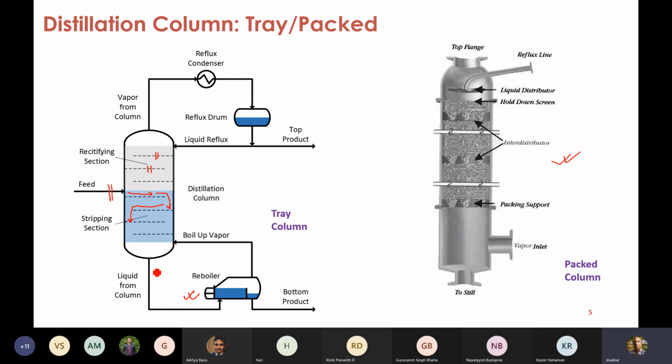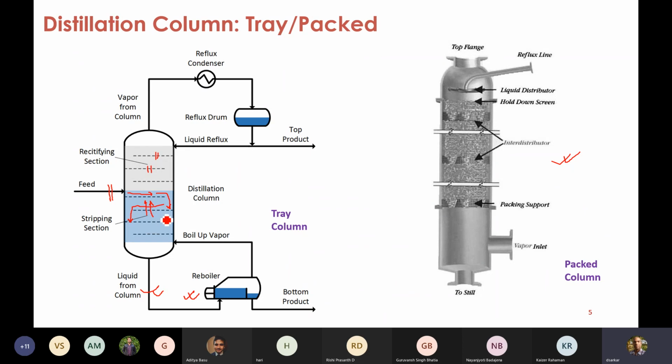The liquid goes down to the bottom of the distillation column. Then you see there is a reboiler, which is nothing but a heat exchanger. It partially vaporizes this liquid from the column and sends the vapor back to the distillation column, which, because it is vapor, goes up. When it goes up, it passes through these perforations on the trays, and the liquid is flowing across these trays. So the vapor passes through these holes, and during that, it passes through the liquid pool, the small liquid pool that is being maintained on these trays.